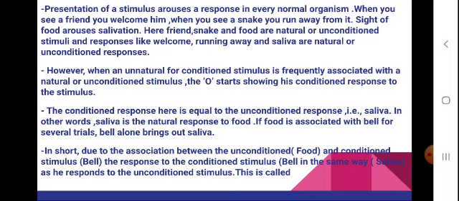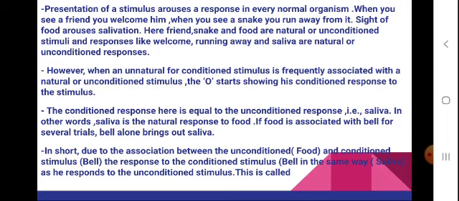Unconditioned means unlearned responses, they are natural. However, when an unnatural conditioned stimulus is frequently associated with a natural or unconditioned stimulus, the organism starts showing his conditioned response to the stimulus. Now, the conditioned response here is equal to the unconditioned response, that is saliva. In other words, saliva is the natural response to food.